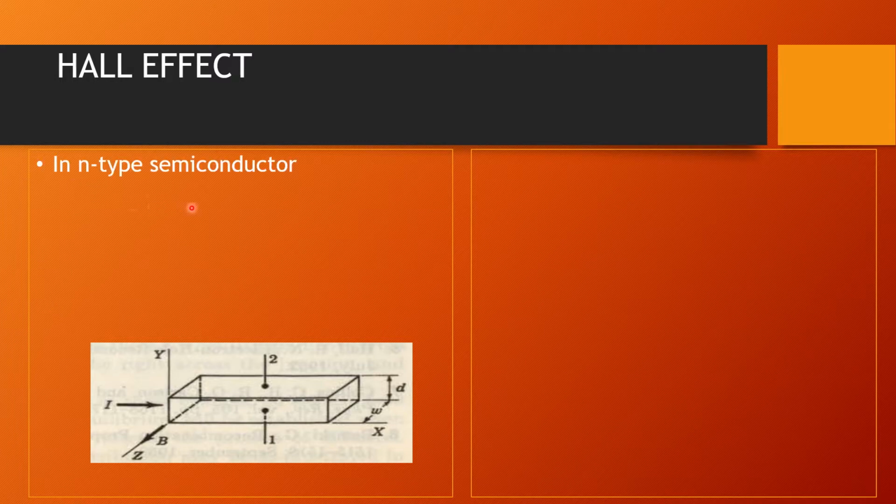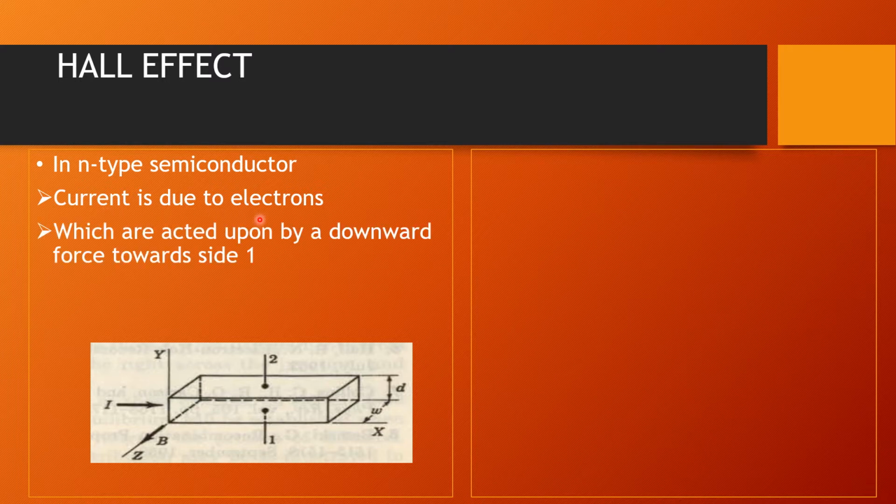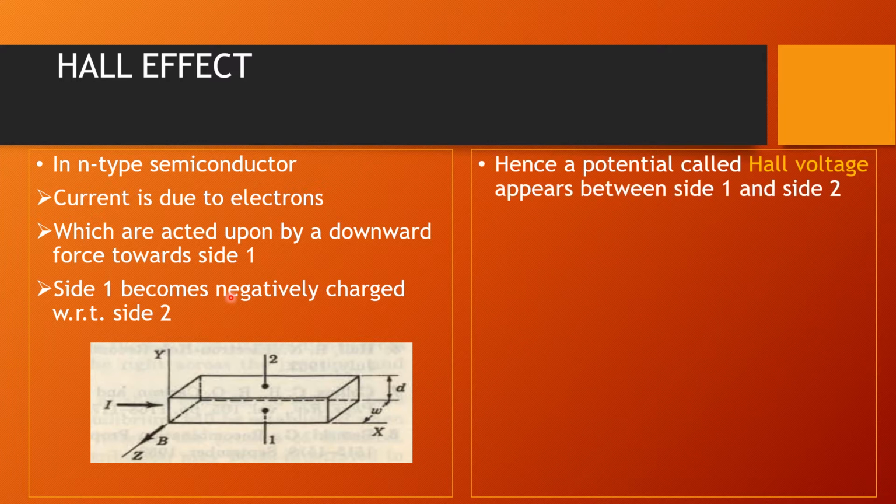In N-type semiconductor, the current is due to the electrons, which are acted upon by a downward force towards side 1. This is side 1 and this is side 2. So the electrons are acted upon by a downward force towards side 1. Hence the side 1 will become negatively charged with respect to side 2. Hence a potential called Hall voltage appears between side 1 and side 2.